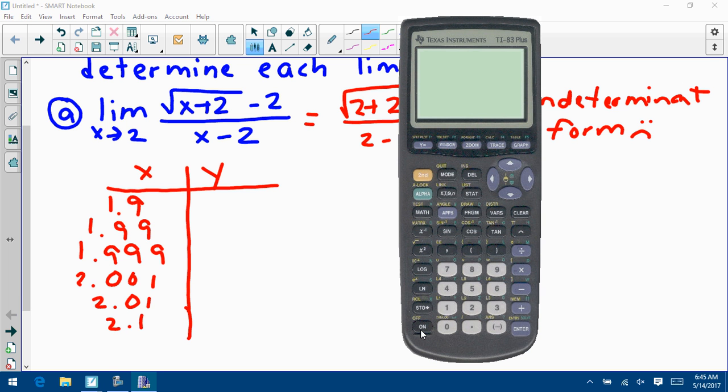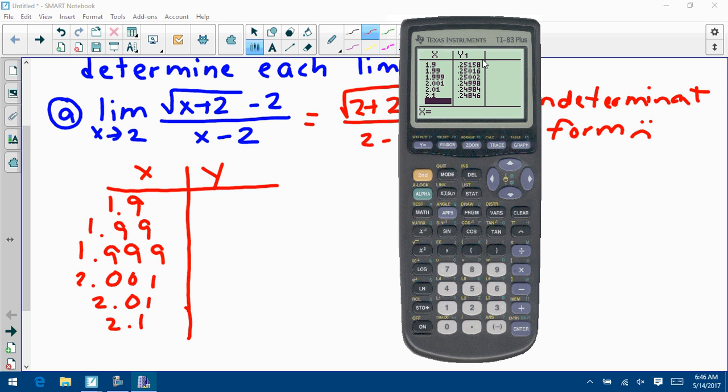And then go to your calculator, and hopefully your table's still set on ask, but if it's not, make sure you go to second table set that up on ask like we've been doing. Throw this into y equals, it's a fraction, so we need parentheses. So we'll do radical x plus 2 minus 2, all divided by x minus 2. And then I'm going to go over to the table, plug in these values. So we want to do 1.9, 1.99, 1.999, and going the other way, 2.001, 2.01, and 2.1.